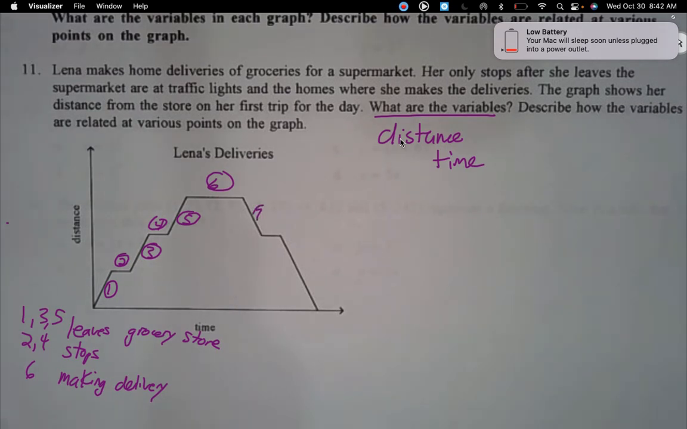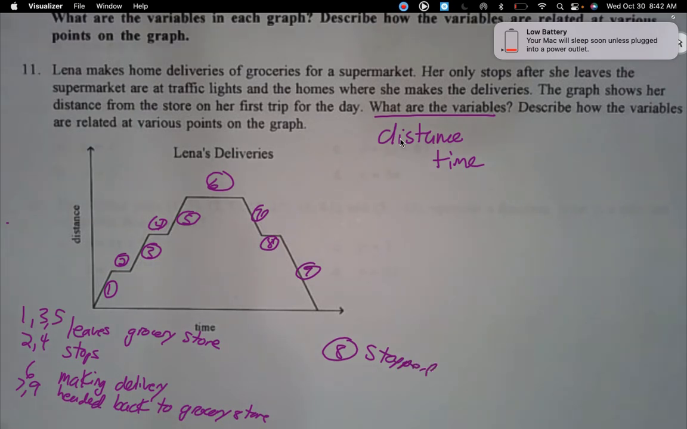Okay, then I'm going to call this 7, 8, and 9. So what's happening at 7 and 9? She's going back to the grocery store. Yeah, she's going back to the grocery store. 7 and 9 headed back to the grocery store. Okay, and then what's happened at 8? She stopped. Yeah, she must have stopped again. Maybe for a stop sign or a red light.